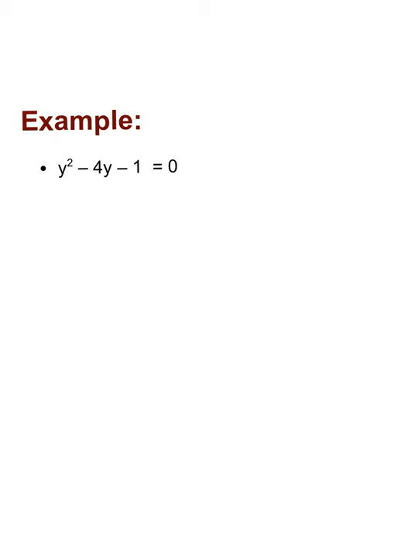So if we look at the first example, step 1 says we want to make sure that the letters are on the left and the plain numbers are on the right. So I'm going to add 1 to both sides to put it in the correct format. So this becomes y squared minus 4y equals 1. Now I'm going to write my parentheses with a squared. I'm going to write 1 plus blank.